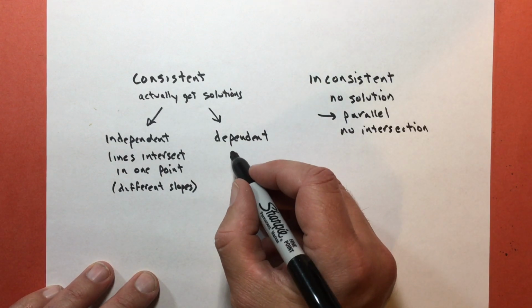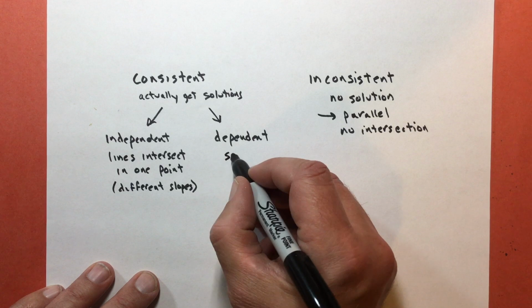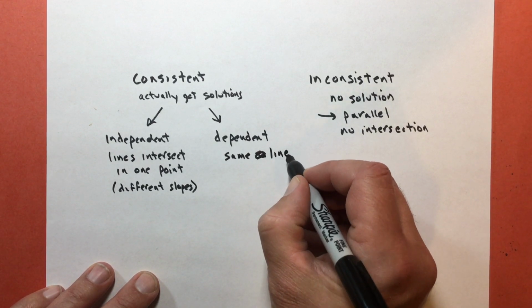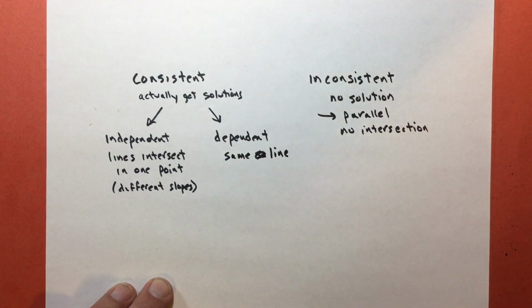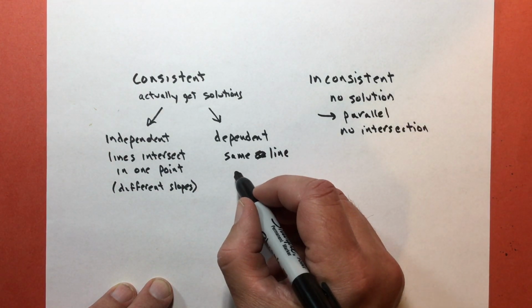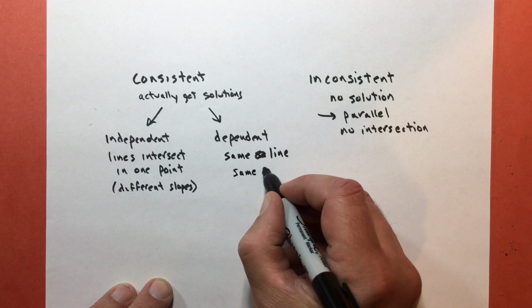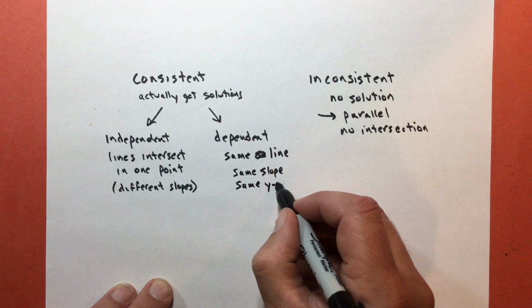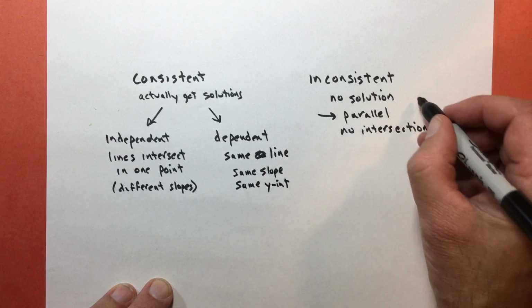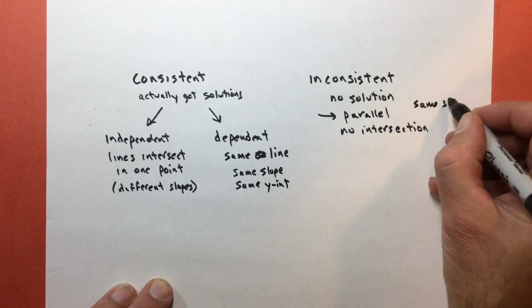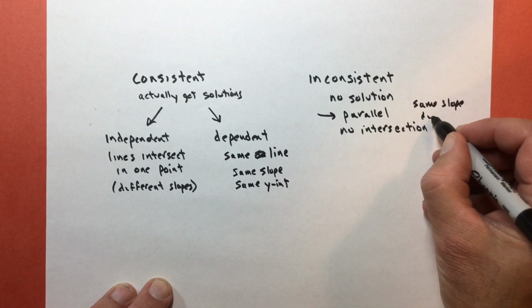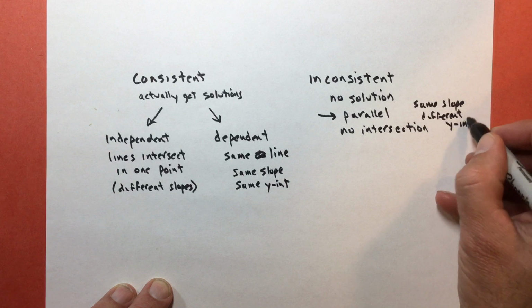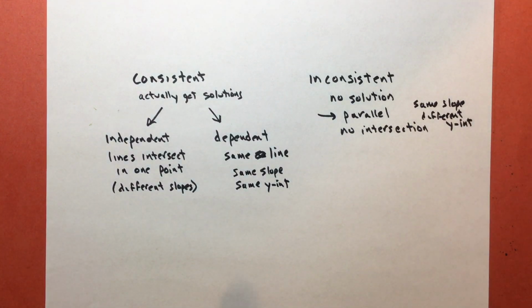Dependent actually means that both of the equations represent the same line. And in this case, they have the same slope and even the same y-intercept. Parallel lines have the same slope, we remember that, but different y-intercepts because they cross the y-axis at different places.